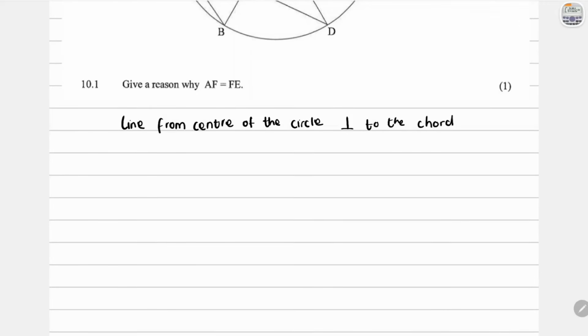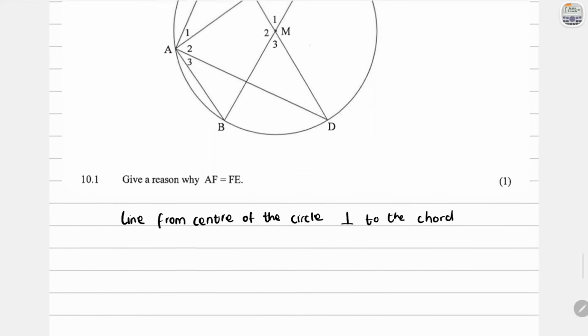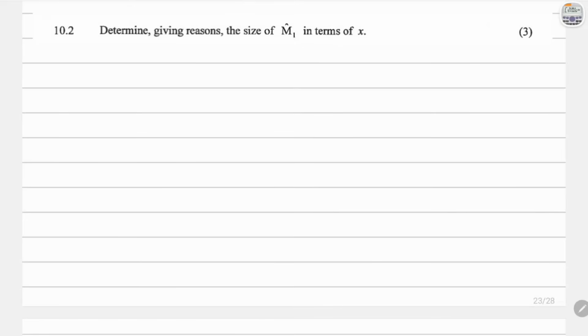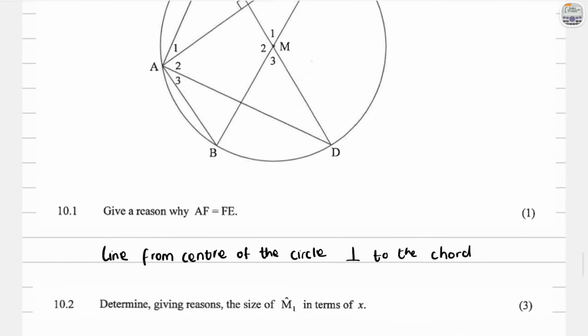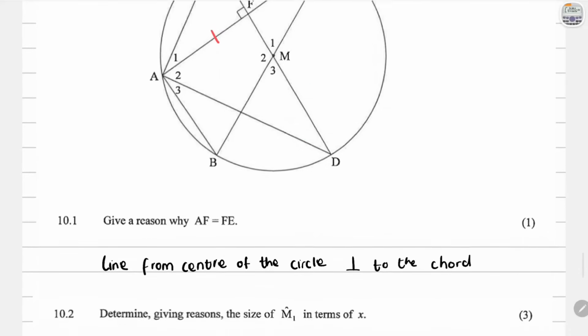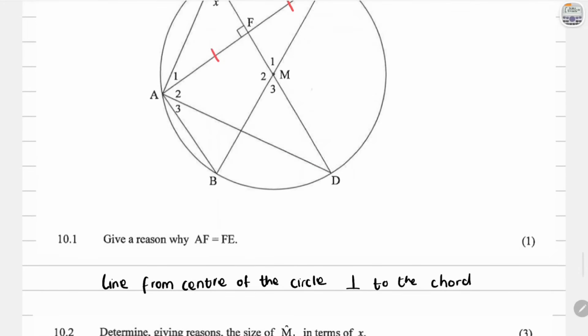Okay, a line from the center of the circle perpendicular to the chord. And moving on to the next question. Question 10.2 says, determine, giving reasons, the size of angle M1 in terms of x. So we can note down from the previous question that AF is now equal to FE, just in case it may help us in the next questions.